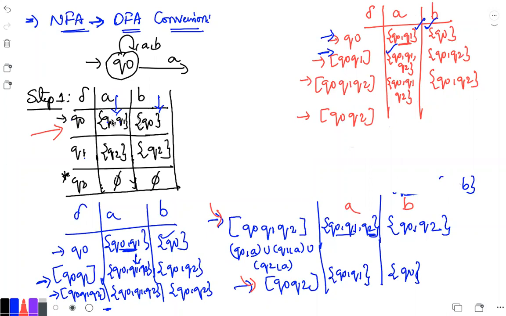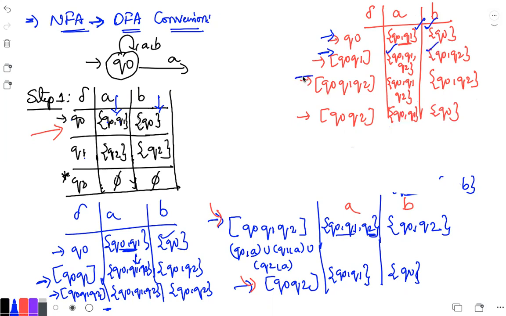What is Q0 on A? Q0, Q1. Q2 on A, union Q2 on A is nothing. So you can close the set. Q0 on B. Q0 on B is Q0. Q2 on B. Q2 on B, nothing. Close it. So write this. Q0, Q2 on A is Q0, Q1. The Q0, Q2 on B is Q0. We have merged this state also, right?